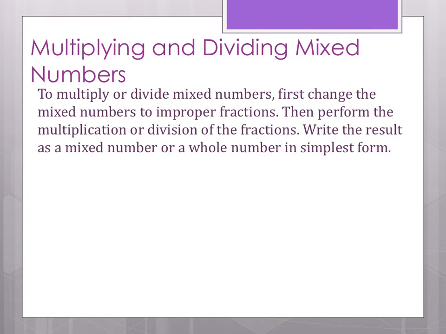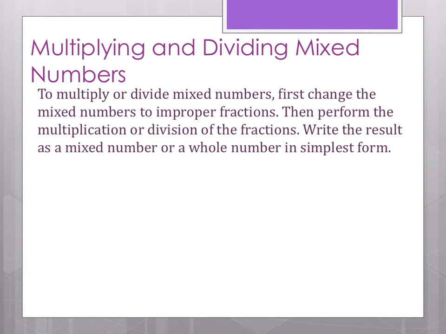Now we finally get to the main goal of this section, which is the rules for multiplying and dividing mixed numbers. To multiply or divide a mixed number, first change the mixed number to an improper fraction. Then perform the multiplication or the division of the fractions using the rules that we learned in the previous sections. Write the result as a mixed number or a whole number in simplest form.